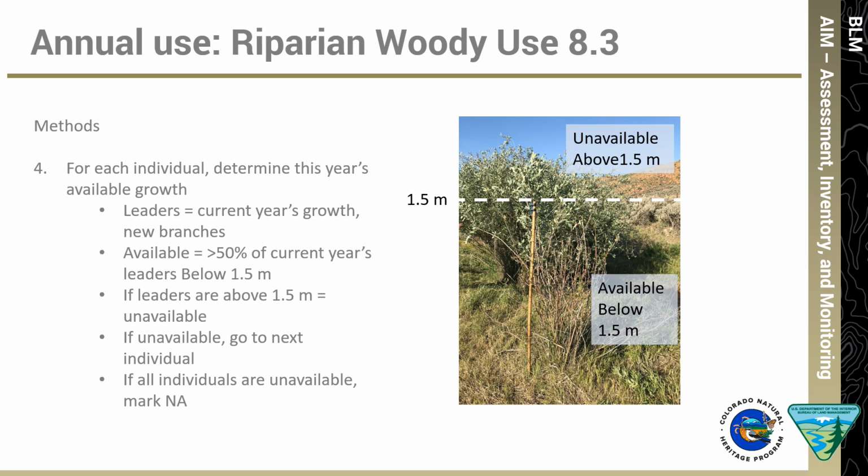Here's an example of a browsed willow or riparian species. The rod shown in the picture is 1.5 meters high for scale. In the photo, most of those leaders are below 1.5 meters, so most of them are available.